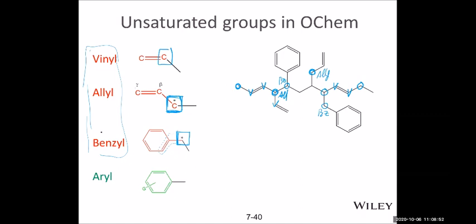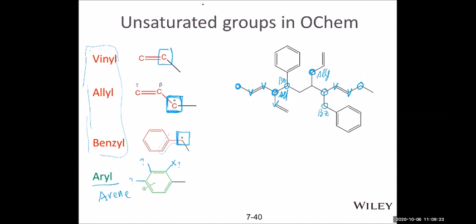Aryl is just a more general form of a benzene ring. If the benzene ring has some other group, maybe here, maybe here, maybe here, then we no longer call this benzene. In general, we call it aryl. It comes from the word arene. Benzene becomes the arene. So these are the unsaturated groups in organic chemistry.